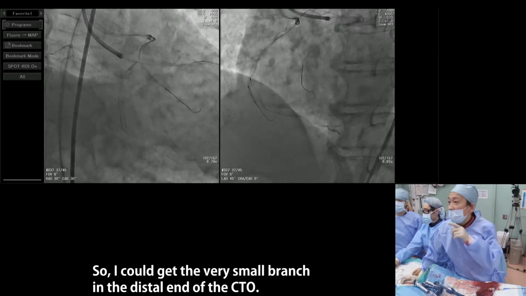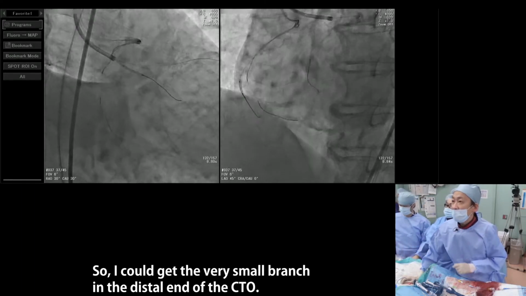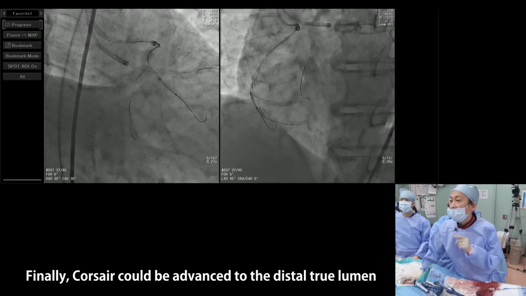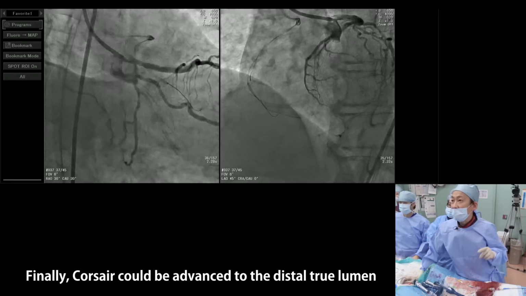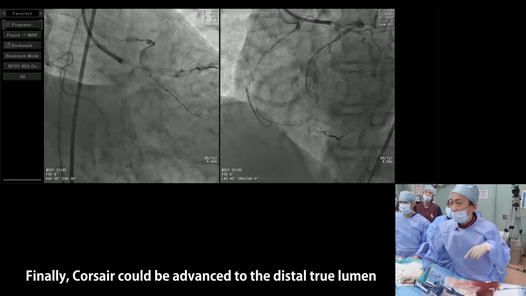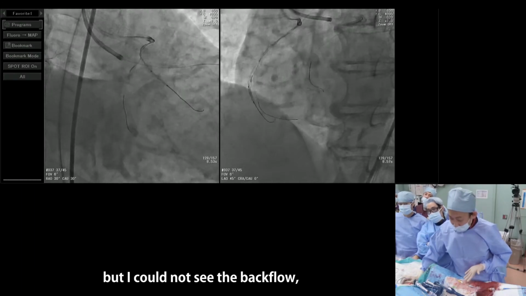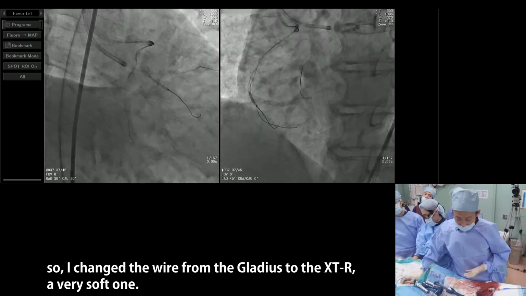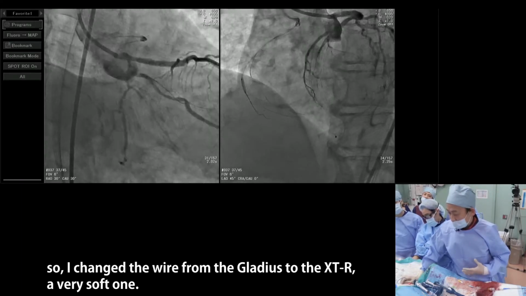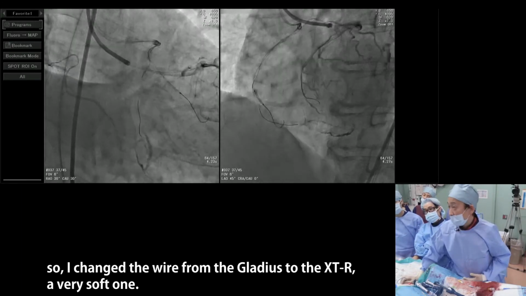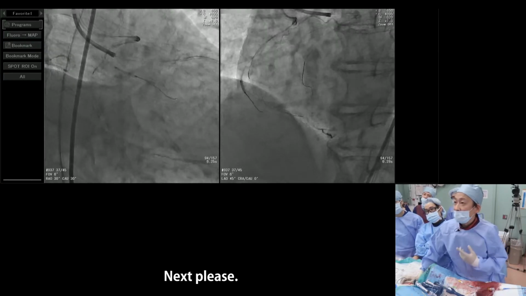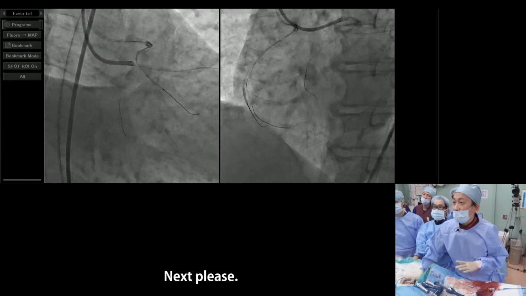So I could get into a very small branch in the distal end of the CTO. Finally the Corsair could be advanced to the distal lumen. But I could not see the backflow, so I changed the wire from the Gradius to the XTL, a very soft one. Next please.